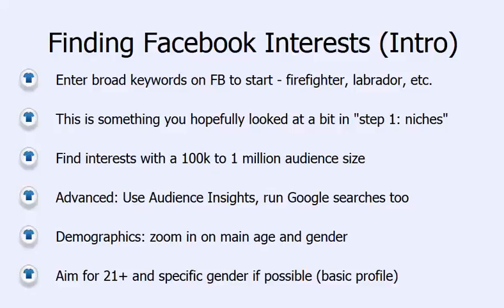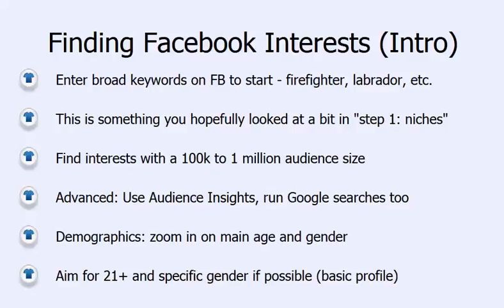Then we want to find interests with an audience size on Facebook of between 100,000 and 1 million people. That's our sweet spot. If we go bigger than that, it's too broad. If we go smaller than that, it's targeted, but we might not make a really good amount of money from it. That's the basics, and this is already what we've prepared in the niche selection stage. So we're already going into this with the basics down. But what I'm going to touch on in some of these videos are some more advanced ways of digging up interests and really refining our campaigns.